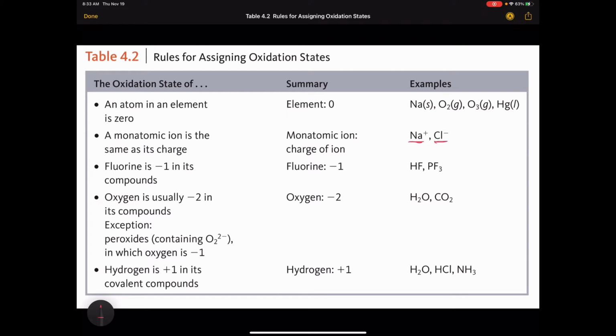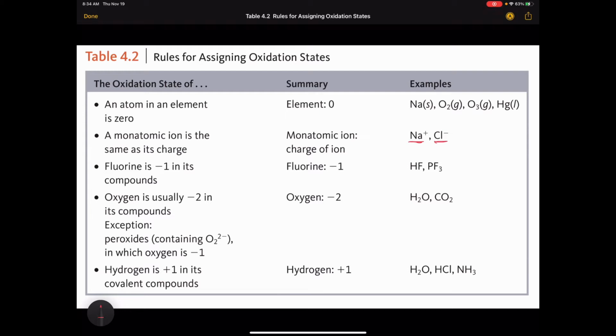So when we have an ionic compound, which remember, ionic compounds are things that are metals bonding with non-metals, whether it's a transition metal or just an alkali metal or an alkaline earth metal, when they bond with non-metals, the things over on the right side of the periodic table, they will create ionic bonds, okay? So in those situations, those single atom ions just have the charge of the ion.